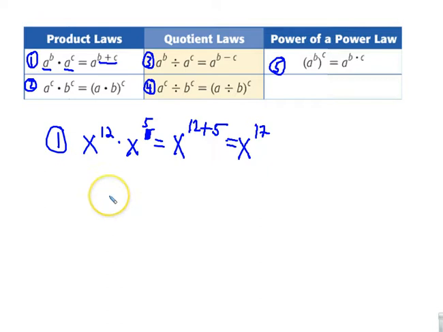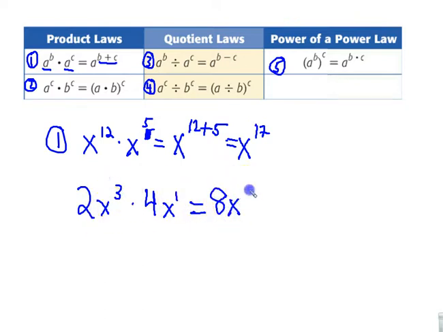Now, doing a mixed one where it's got several different things going on. Okay, we'll just do that. Remember, we do the numbers first. 2 times 4 is 8. Then we have x to the 3rd and x to the 1st, so we get x to the 4th. So same base, add the exponents. Okay. Hopefully that is good.